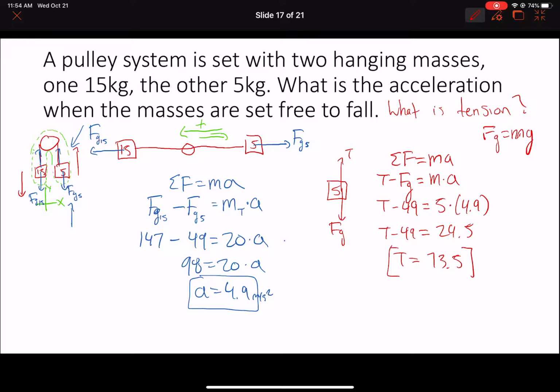And if you solve for the other block, you should get the same answer. If we want to real quick, we could do that, but we'll go ahead and move on to save ourselves some time.